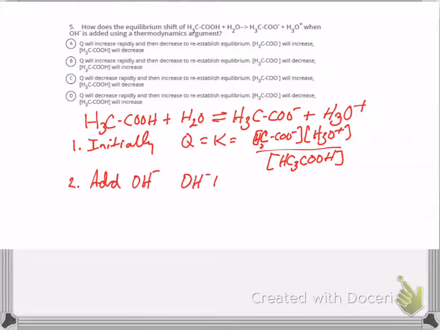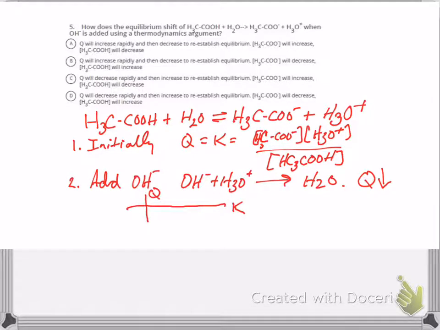Step 2, the addition of OH-. The OH- will react with H3O+ to produce water. By the removal of H3O+ in this manner, we see that the numerator, which contains H3O+, will go down. So in step 2, Q will immediately go down. If we construct a curve of Q, in step 1 it's oscillating around K. Then we have the event where we add OH-, and Q goes down sharply.